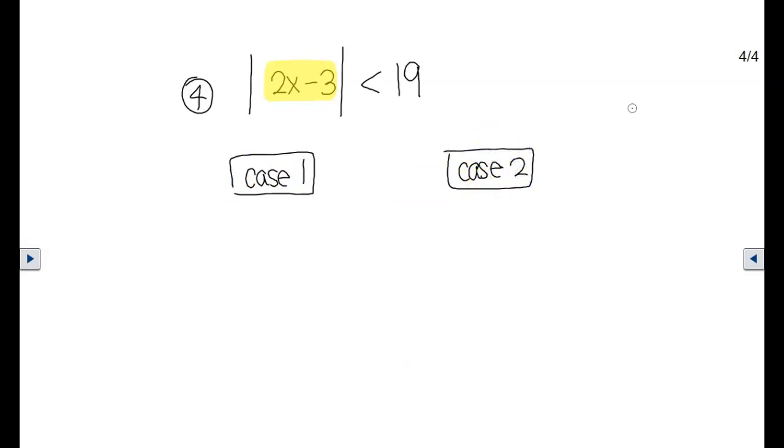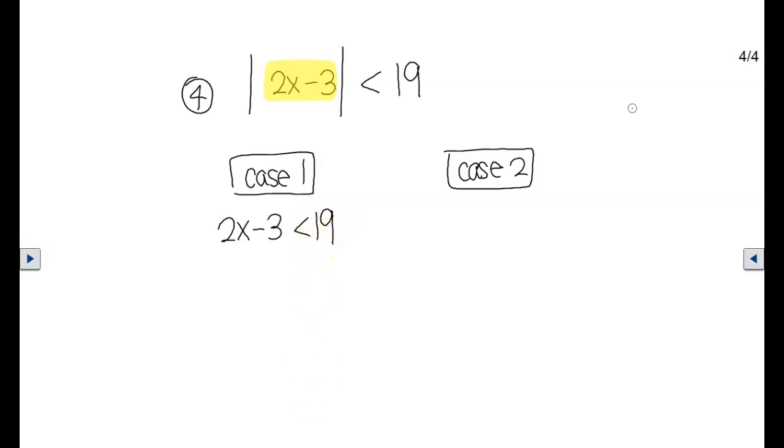Now here's how I'm going to do that. Case 1, I'm going to take that problem as is, with the exception that I'm going to remove those absolute value bars. So I'm going to write here for case 1 that I want 2x minus 3 to be less than 19. Write it down just like it is without the absolute value bars. Now, to get case 2, I'm going to take case 1 and make a couple of changes. I'm going to change the inequality sign and the number at the end.